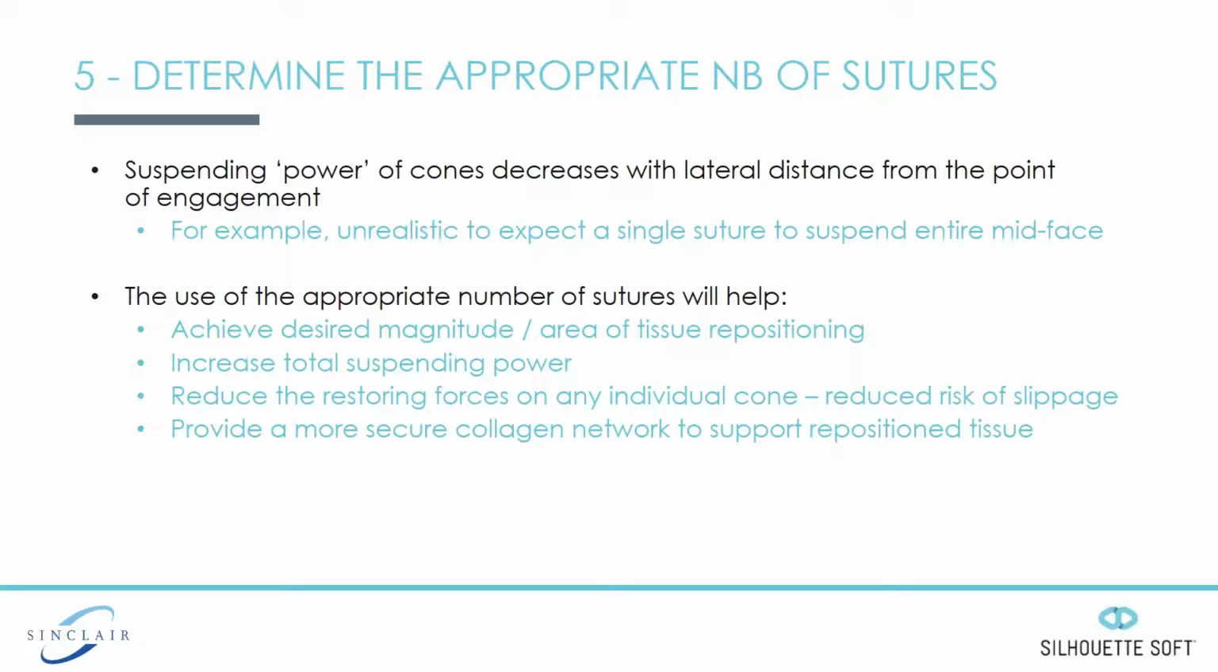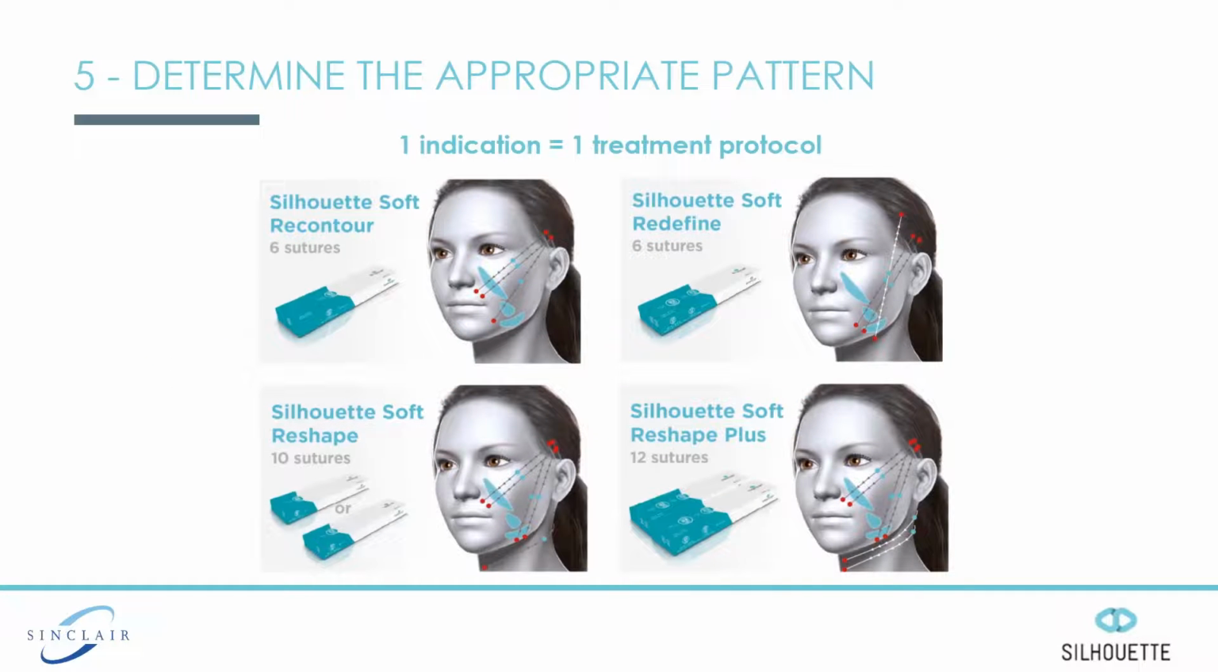The more sutures there are, the more cones, the greater the benefits of repositioning, with fewer restoring forces on any individual cone and the greater longevity of the treatment itself. Furthermore, there will be a more secure collagen network to support any repositioned tissue. We have developed new treatment protocols in collaboration with experts to determine the minimum, optimal number of sutures required to maximize your results. The protocols will be selected depending on the area to reshape and the severity of the tissue sagging. The objective is to have one treatment protocol pack per patient.